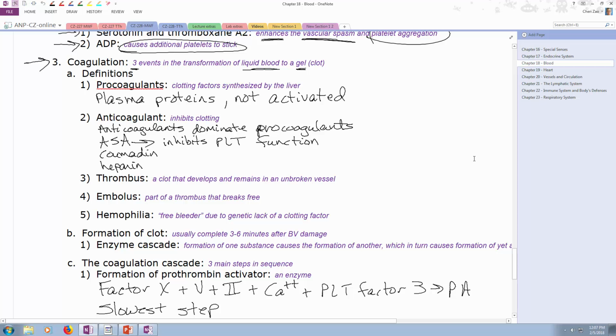Thrombus, embolus, and hemophilia. Two are very similar, one is very different. Thrombus and embolus are related because a thrombus is a clot that will develop inside the lumen of an unbroken vessel. The thrombus can partially obstruct the lumen of the vessel, which means you still have blood flow, or completely obstruct the lumen of the vessel, which means you will no longer have any blood flow.